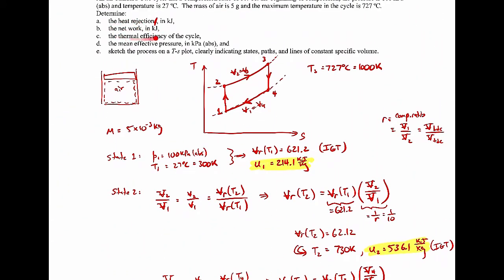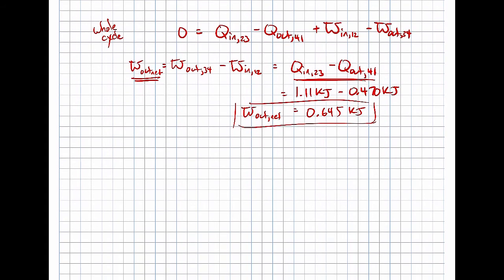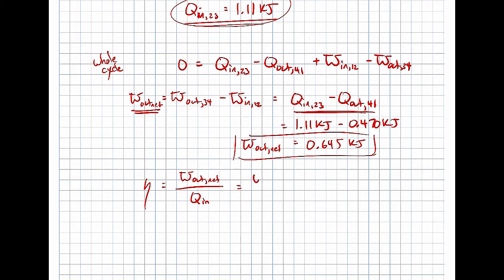Part C is to find the thermal efficiency of the cycle. So the thermal efficiency of any power cycle is going to be the net work out divided by the heat that's been put in. Not the net heat put in, just the heat put in. So this will be the net work out, and the place we're putting in heat is from 2 to 3. That's the combustion part of the cycle.